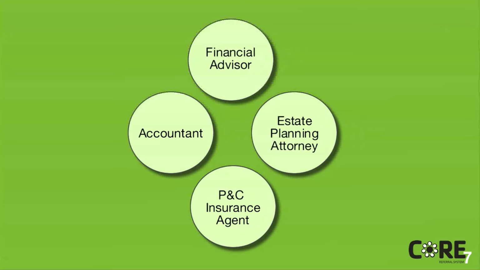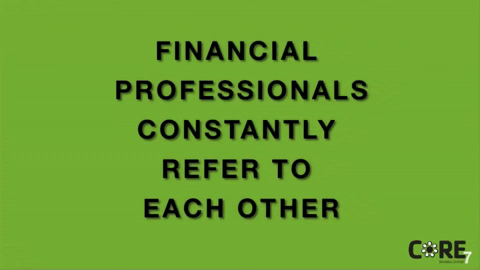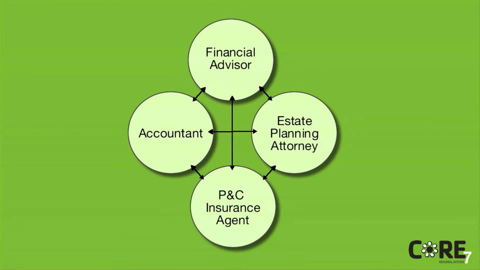What everyone in the Core 7 needs to understand is the four financial professionals are constantly doing business and referring each other. If these four professionals are not constantly referring business to each other, they aren't doing any business at all. It's important to understand that clearly. They're just always referring. Talk about secondary referral targets. These happen all the time. They really need each other.